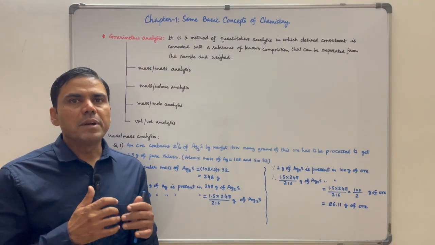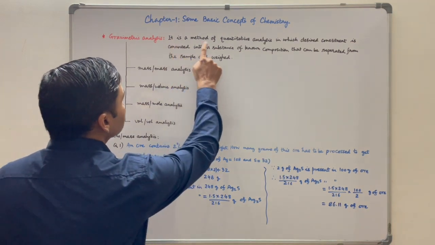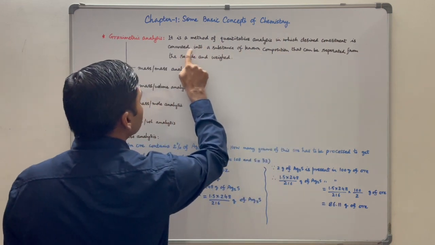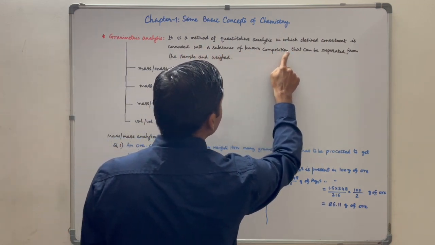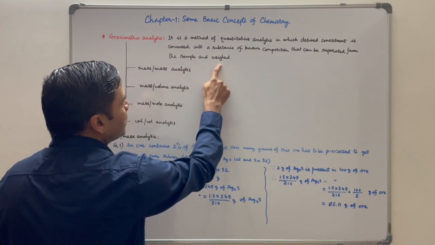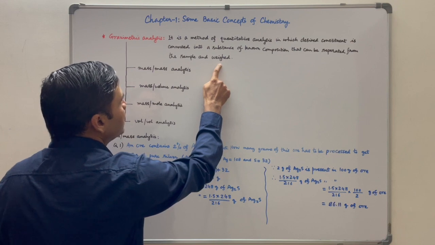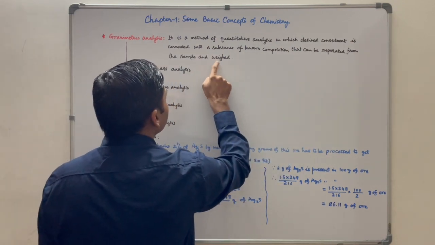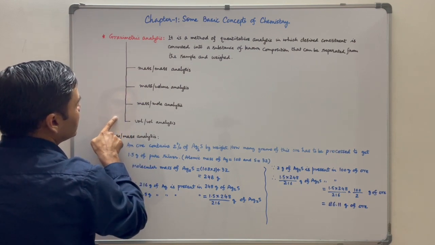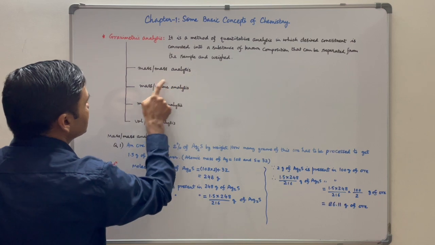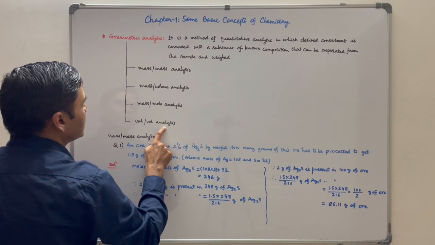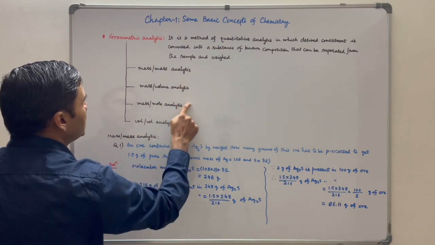Now let us see gravimetric analysis. It is a method of quantitative analysis in which the desired constituent is converted into a substance of known composition that can be separated from the sample and weighed. For example, in a chemical reaction, if a precipitate is formed, that can be separated from the sample and weighed. We will see four types of numericals based on gravimetric analysis, and they are mass analysis, mass volume analysis, mass mole analysis, and volume analysis. We will see one question on each.